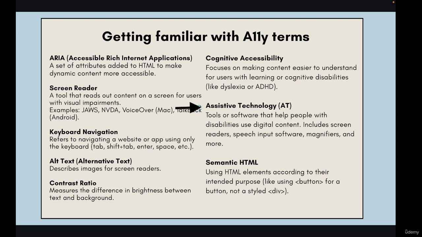Assistive technology, or AT. These are tools or software that help people with disabilities use digital content. It includes screen readers, speech input software, magnifiers, and some more. Now, semantic HTML. This uses HTML elements according to their intended purpose, like using a button for a button, not a styled div. This helps the screen readers and other assistive technology understand the page structure. Now let's go to our tools.